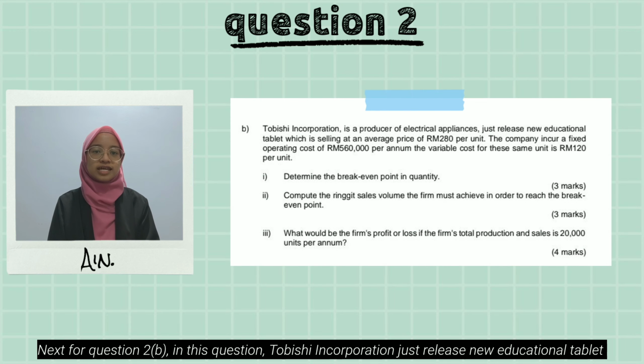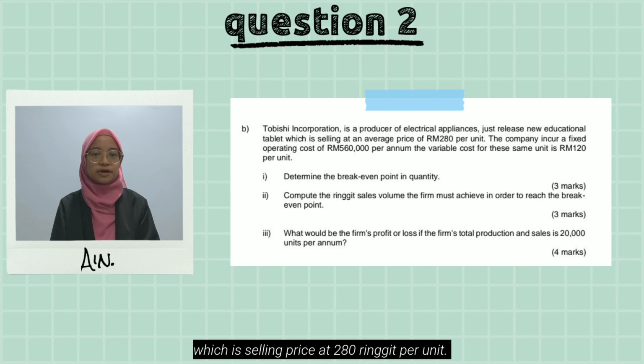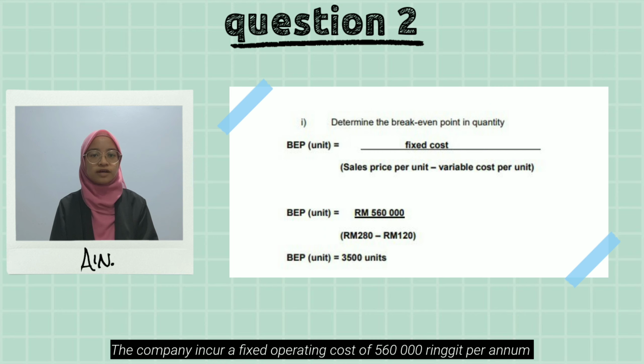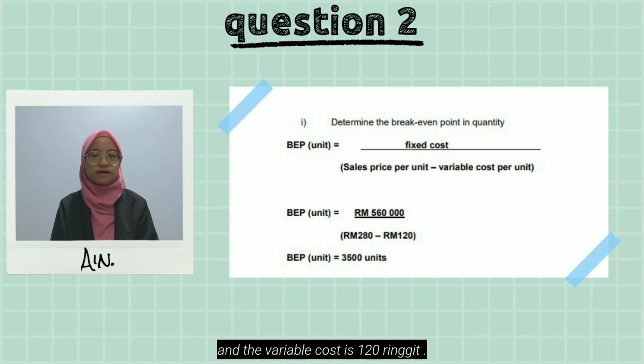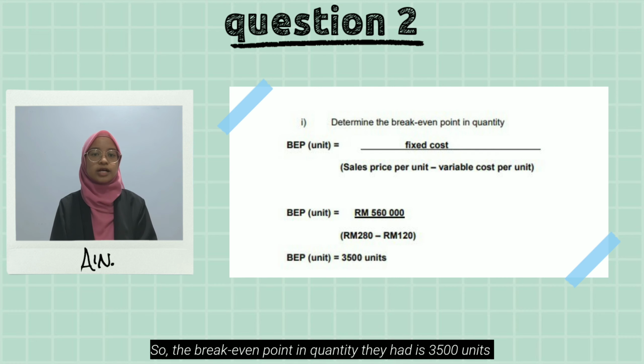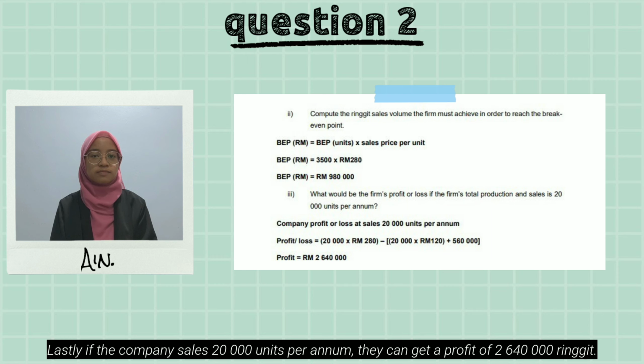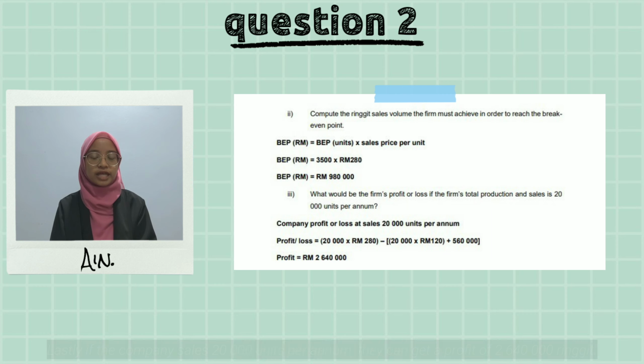Next, for question 2B. In this question, Tobishi Incorporation just released a new educational tablet, which is selling at 280 ringgit per unit. The company incurred a fixed operating cost of 560,000 ringgit per annum, and the variable cost is 120 ringgit. So the break-even point in quantity they hit is 3,500 units. And in order to reach the break-even point, Tobishi Incorporation needs 980,000 ringgit. Lastly, if the company sells 2,000 units per annum, they can get a profit of 2,640,000 ringgit.